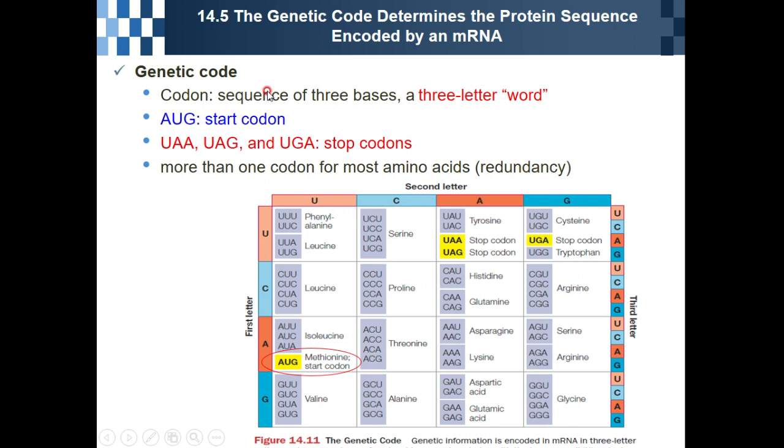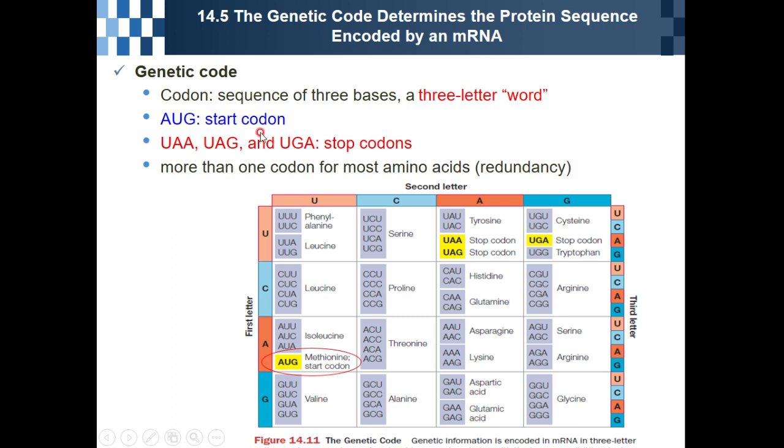So this is the fifth subject. The title is Genetic Code Determines the Protein Sequence Encoded by the mRNA. Okay, let me start from the genetic code. So this is the genetic code.